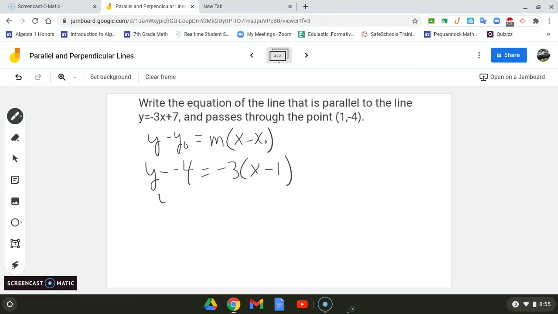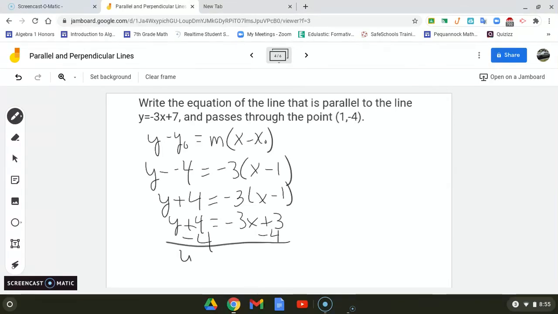And we'll clean that up and make it y plus 4 equals -3 times x minus 1. So there's our equation, and in this case, it's written in point slope form. Very easy to put it in slope intercept form, which we're going to do. So here we go. y plus 4 equals -3x plus 3. Then we would subtract 4 from both sides, giving us y is equal to -3x minus 1.